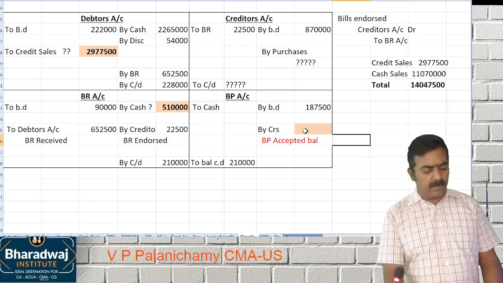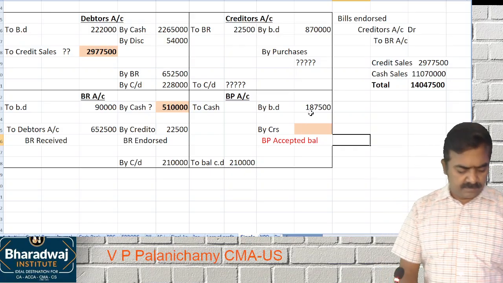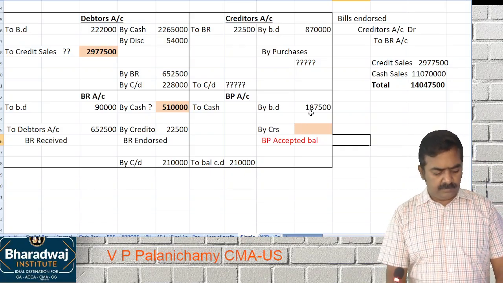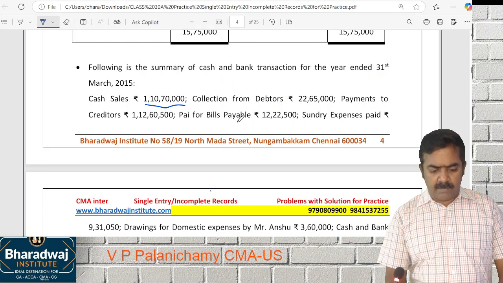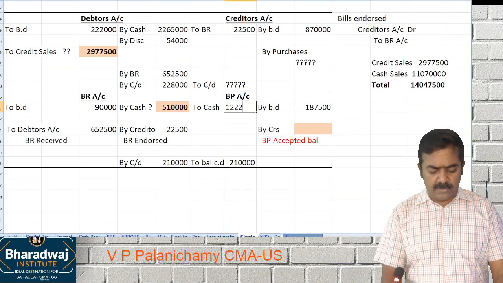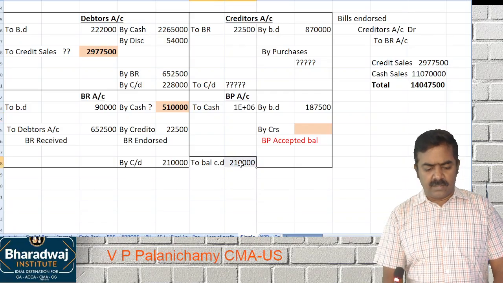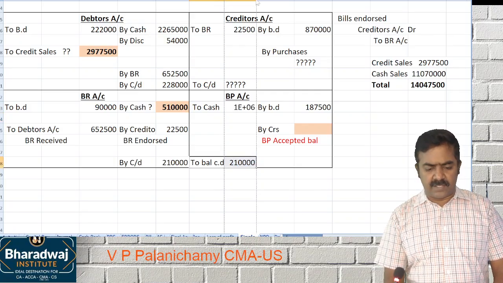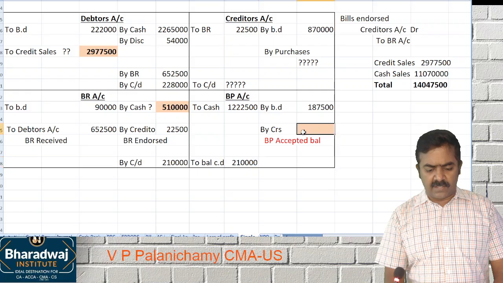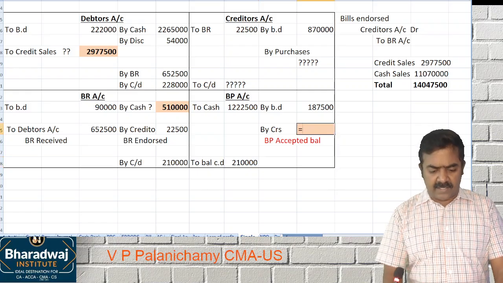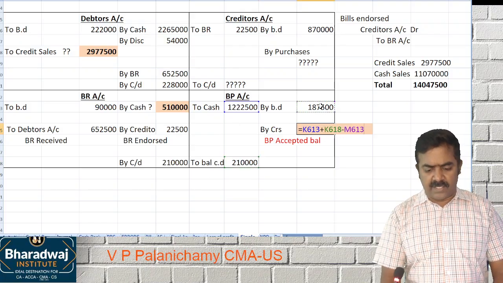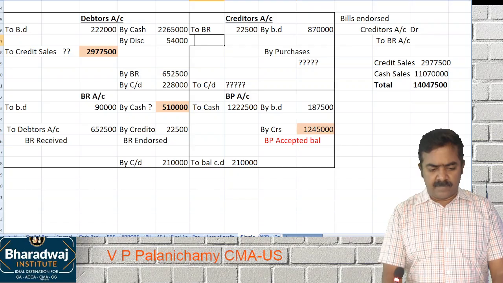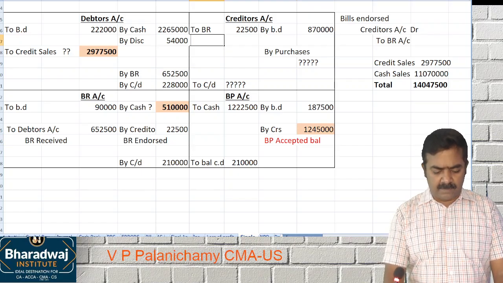With respect to bills payable, what is the data available? Bills payable paid is given as 12 lakh, 22,500 they have given. Closing balance is given, opening balance is given. If we tally this, the bills accepted to creditors, you will get as a balancing. That will be coming as bills payable.